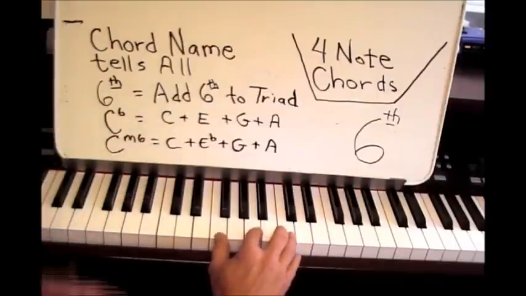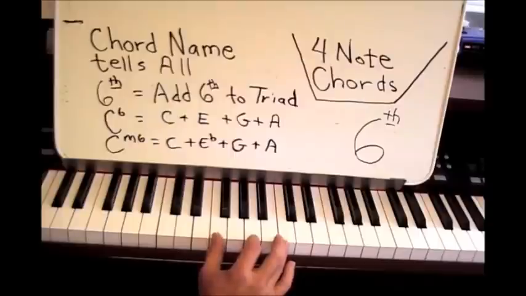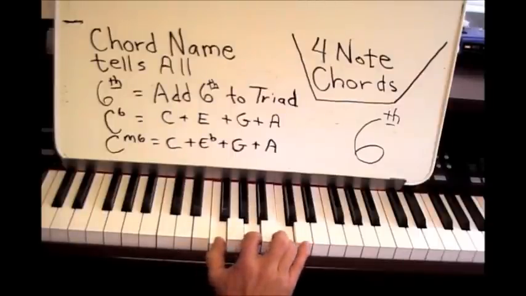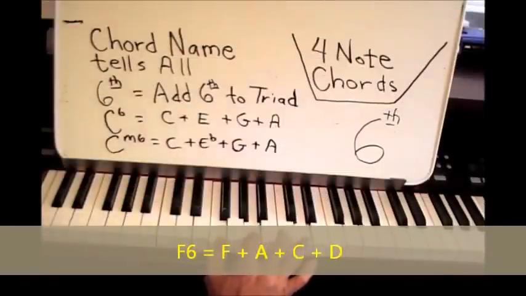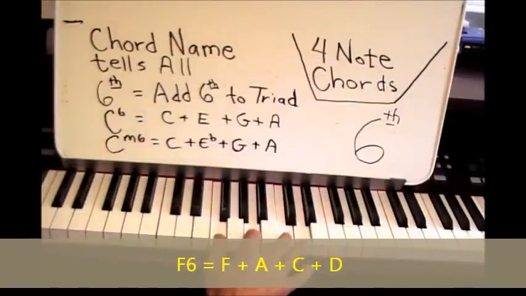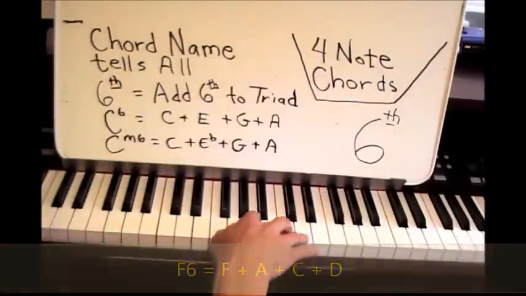So for example, if it was an F6, it would be an F major triad, which is F, A, C. And then you need to add the sixth, which is a whole step away from C. Half step equals a whole step. So it's F, A, C, and D. Here's how that one sounds.